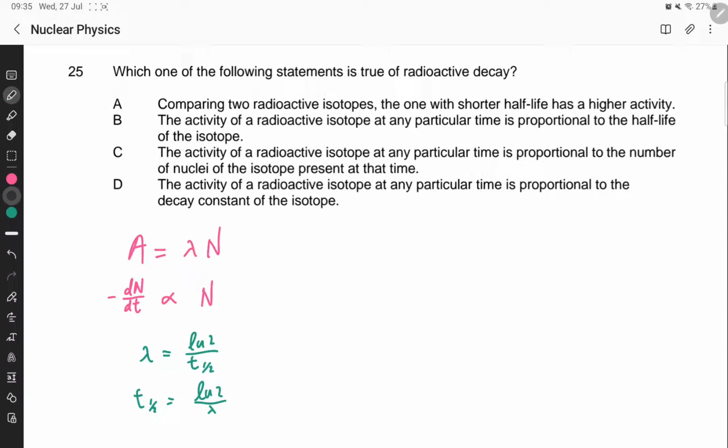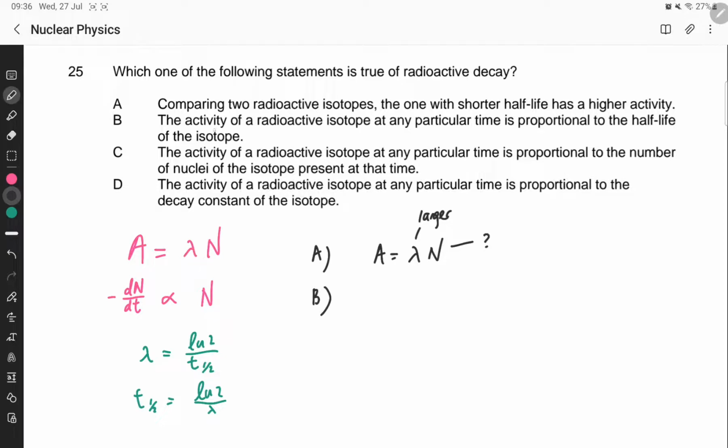For option A, the one with a shorter half-life will have a higher activity. Is that true? Well, shorter half-life will mean you have a larger lambda. However, activity equals lambda N. Just having a larger lambda doesn't mean the activity will be larger, because N is a question mark. The two samples may have different numbers of radioactive nuclei at the beginning, so you can't tell whether a larger lambda will absolutely mean activity is larger.